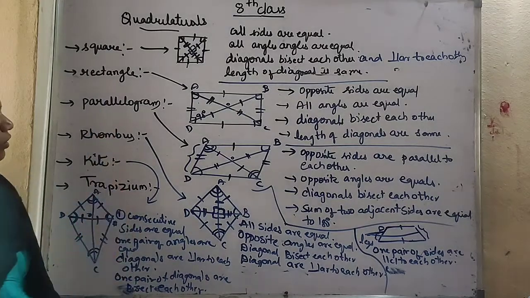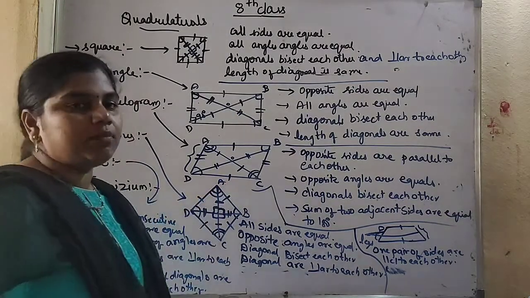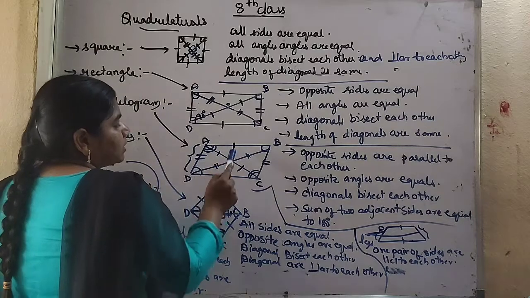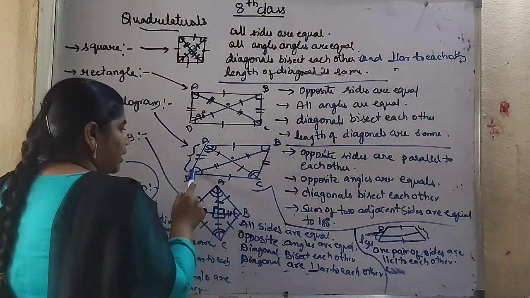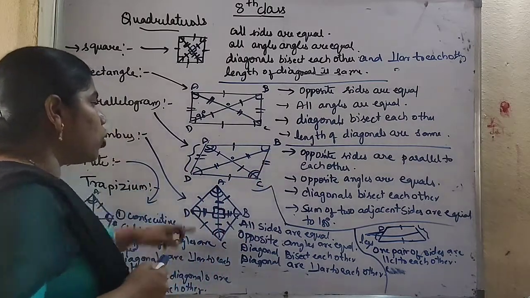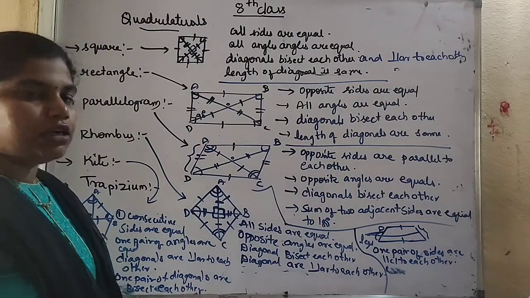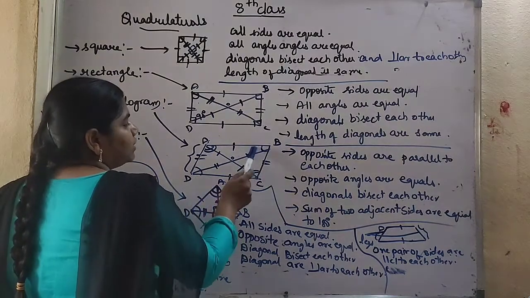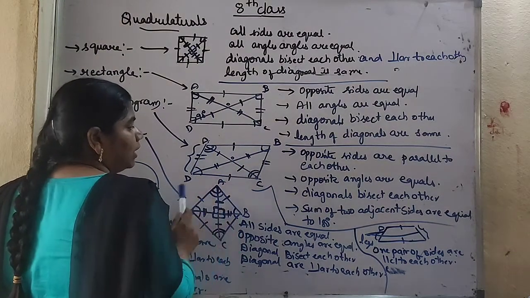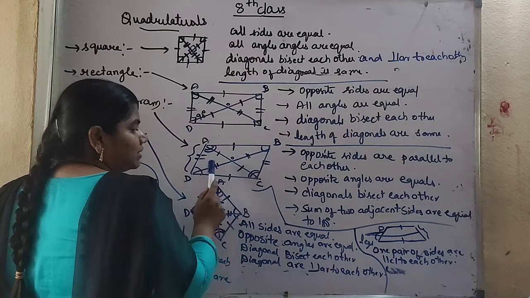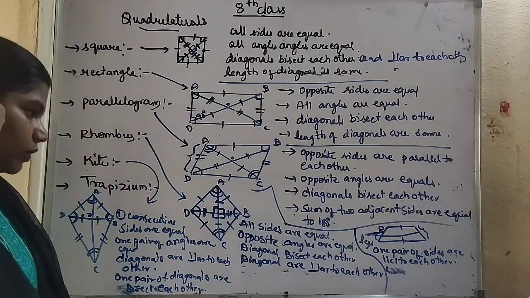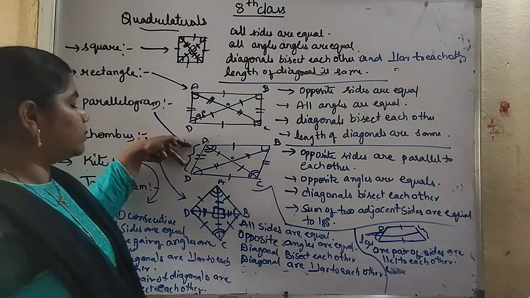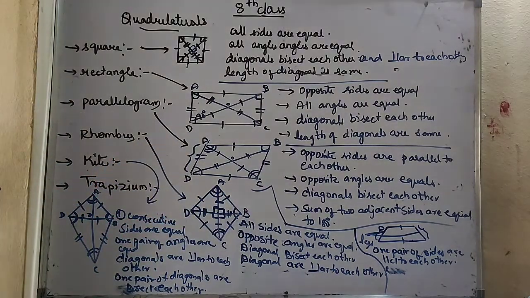Next is parallelogram. So if you see, this is a parallelogram. In this, opposite sides will be parallel to each other. This AB is parallel to DC and AD will be parallel to BC. Opposite angles will be equal. Diagonals bisect each other. And the sum of two consecutive sides will be equal to 180 degrees. So these are the properties of parallelogram.